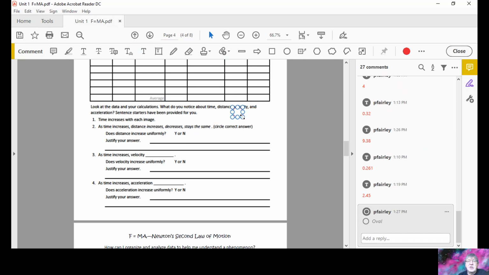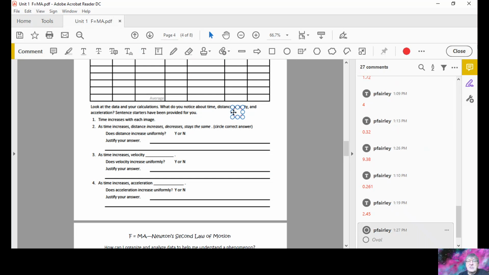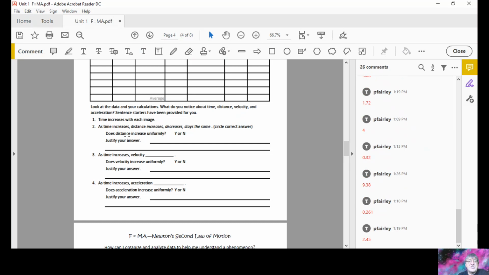Then you can do the same thing with distance. I'm going to change the size of this circle, and then does distance increase uniformly? Remember, if it's uniform, it's the same amount. Just like in a military uniform, everyone is wearing the same thing. Or if we had school uniforms, we'd all be dressed the same. They want to know, does distance increase uniformly? Does the amount of distance get bigger and bigger by the same amount every time? Or does it vary? Then you have to justify your answer. In other words, give evidence to your answer that it either did or did not increase uniformly.